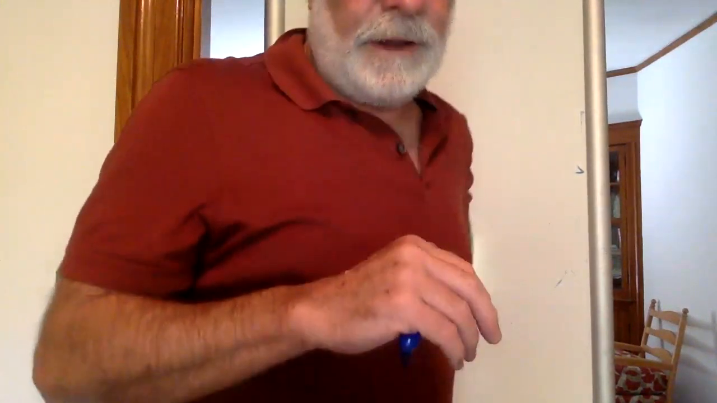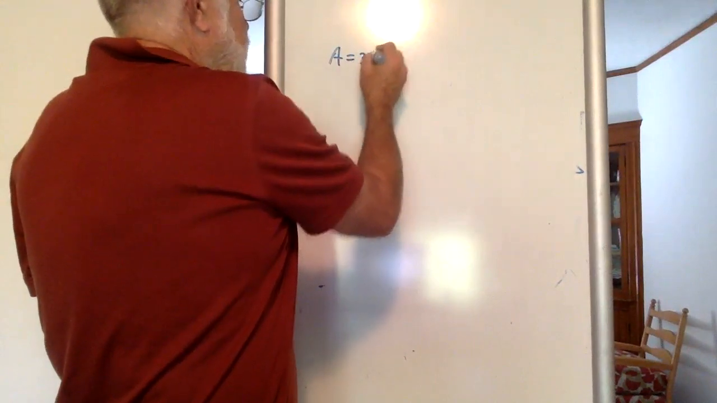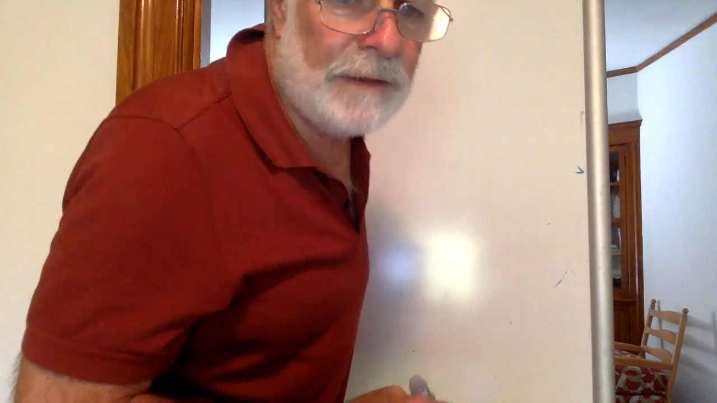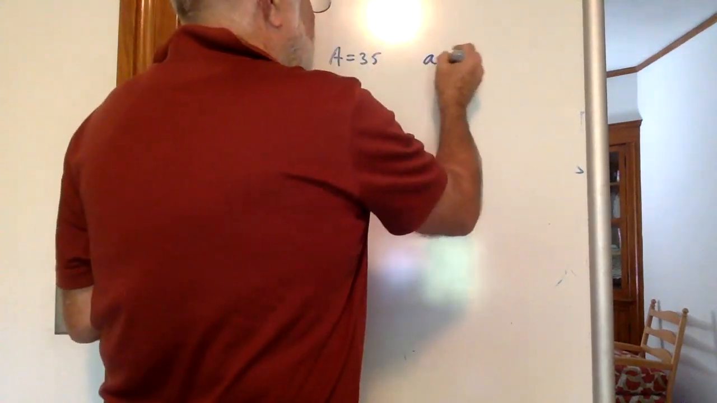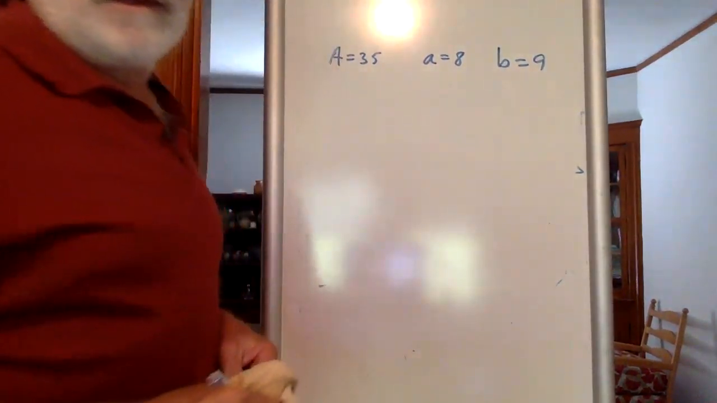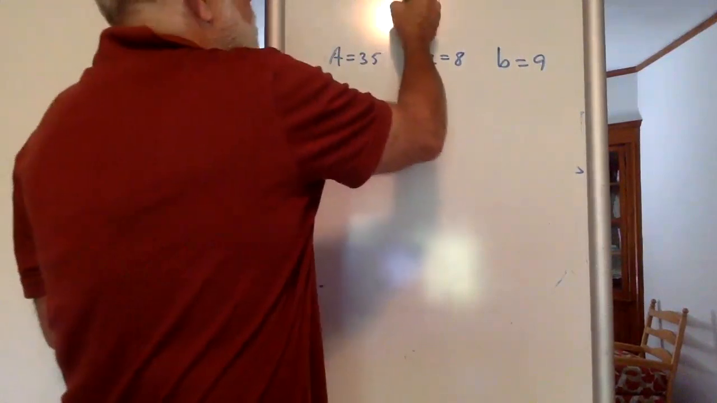So now we're going to switch gears. I like switching gears. Here, you're given this information. A equals 8 and B equals 9. We're going to solve this triangle. Now solving this triangle, no, actually we're just looking for C.